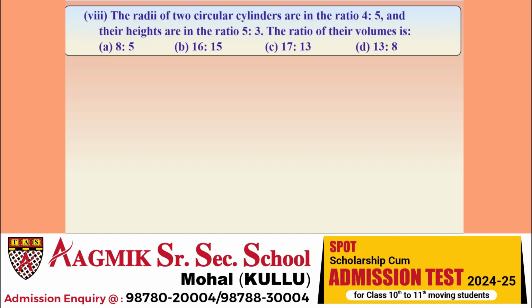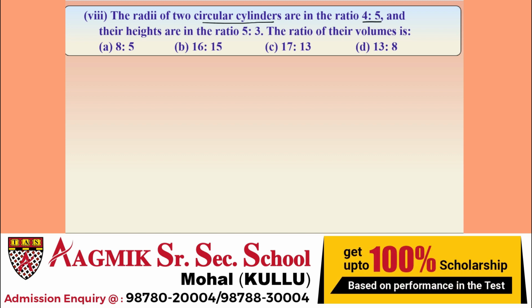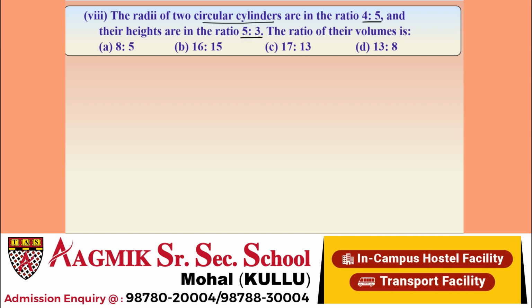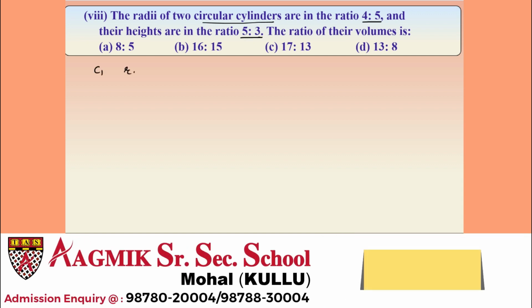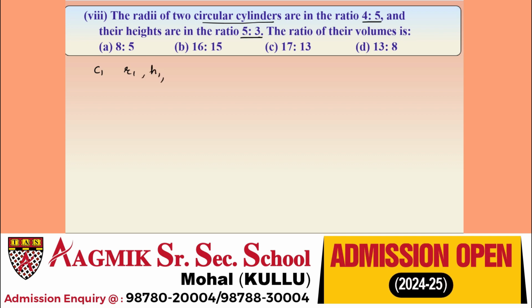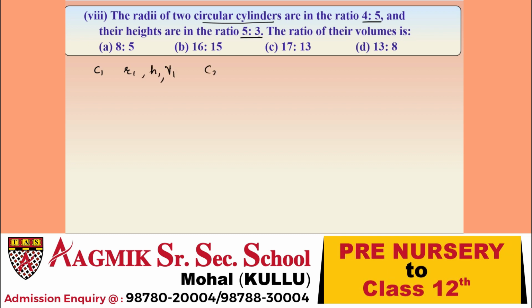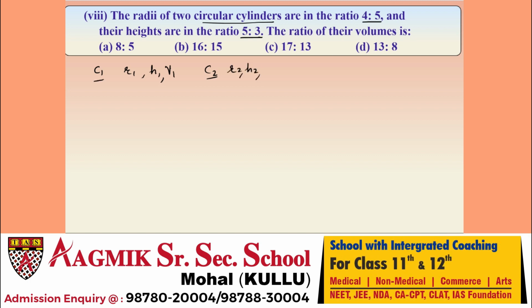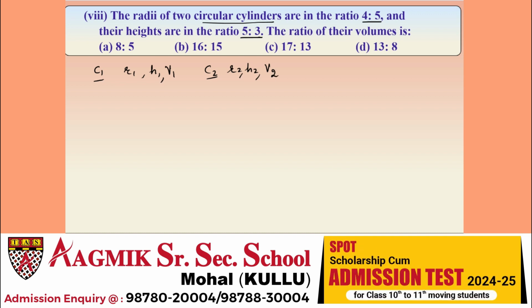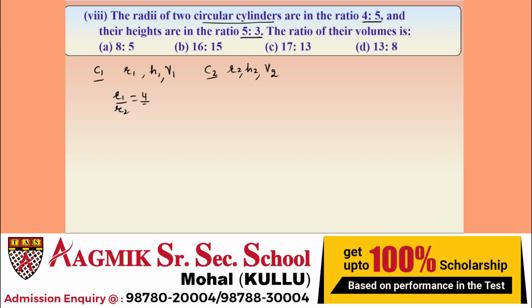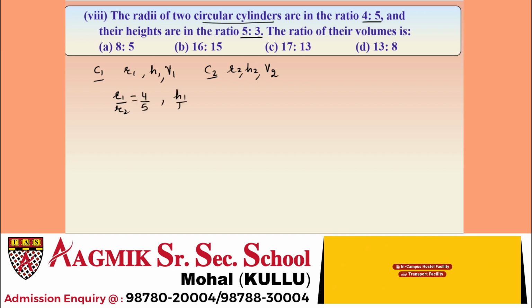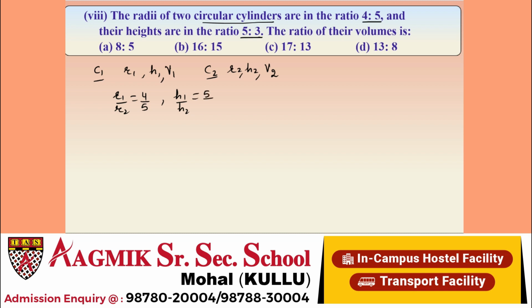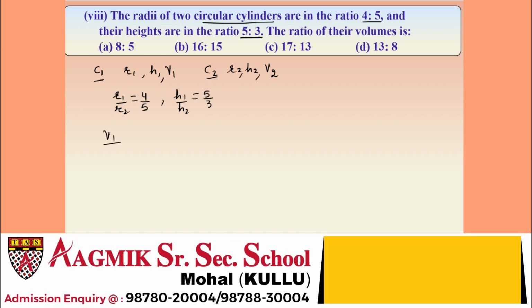Eighth part is, radii of two circular cylinders are in the ratio 4:5 and heights are in the ratio 5:3. Suppose for the first cylinder, say C1, we have R1 radius, H1 is the height and V1 is the volume. And for the second cylinder C2, we have suppose radius as R2, height as H2 and volume as V2. So first of all, ratio of radii means we are given R1 upon R2 is 4/5. Then ratio of height means H1 upon H2 is 5/3. We need ratio of volumes V1 over V2.